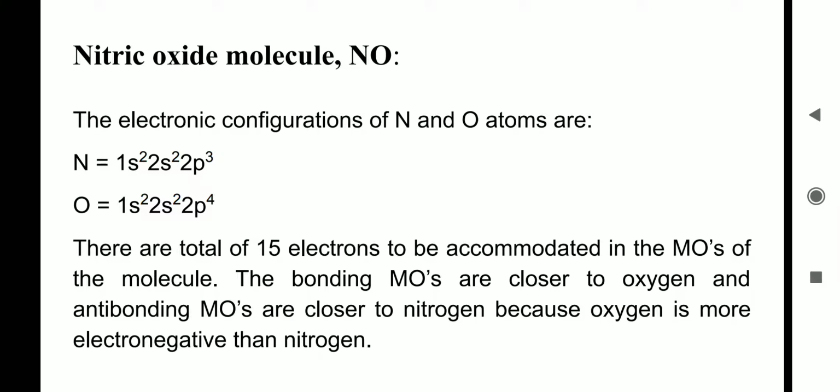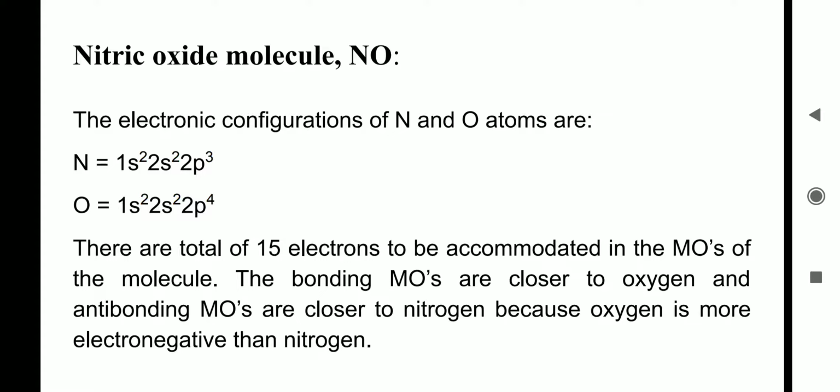Let us take our first molecule, nitric oxide. Nitric oxide has two atoms, nitrogen and oxygen. Nitrogen's atomic number is 7 and that for oxygen is 8. So there are a total of 7 plus 8 is equal to 15 electrons that have to be accommodated in the molecular orbital diagram of this molecule.